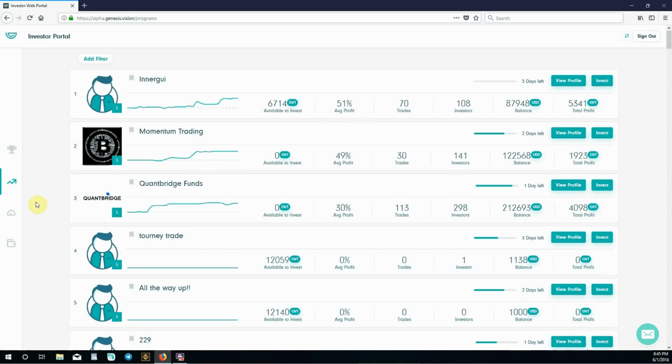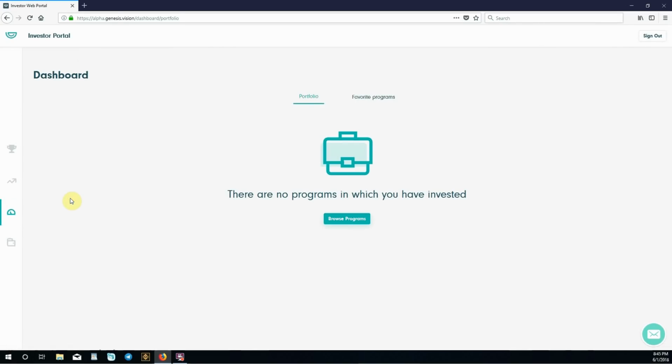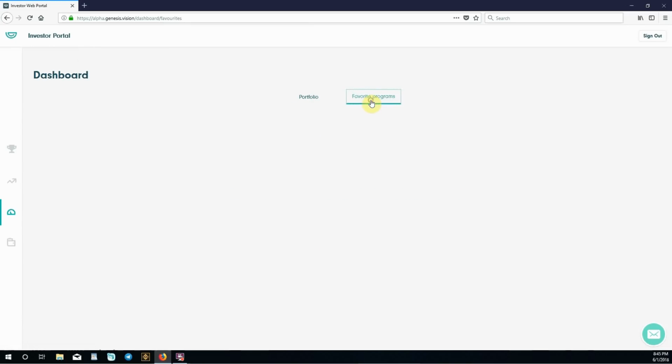Now let's go over to the next one, which would be the dashboard. Because we just created an account and we haven't placed an investment yet, our portfolio is empty. So when we go back after we walk through the next few steps, we'll place an investment, come back and check on this, and I'll show you exactly how everything looks and what everything means. That's the same for favorite programs. We have not favorited a program yet, so this list is still empty.